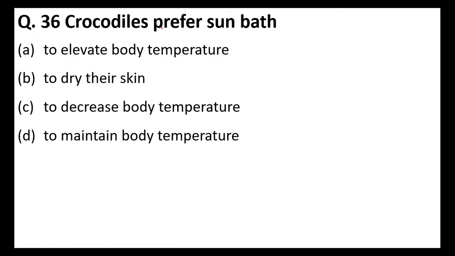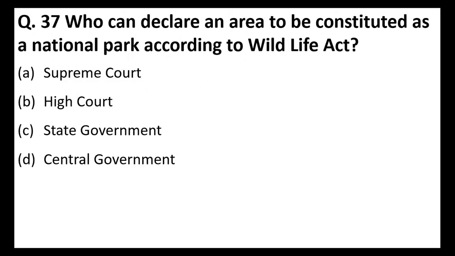Crocodile prefers a sun bath to elevate body temperature, dry the skin, decrease body temperature, or maintain body temperature. Crocodile takes a sun bath to elevate. Elevate means increase body temperature. Who can declare an area to be constituted as a national park according to the Wildlife Act? Supreme Court, High Court, state government or central government? Who can declare an area to be a national park under the Wildlife Act is the state government.